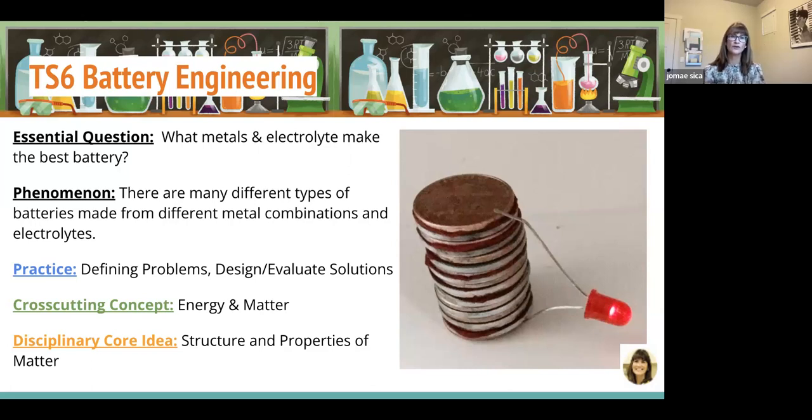So the practices that we're focusing on here will be defining problems and then making an actual design and evaluating the solution of their design. They are taking chemical energy and transforming it into electrical energy. So the cross-cutting concept is energy and matter. And we're still focused on that same disciplinary core idea that the structure of the atoms has to do with the properties of the matter, and so why certain metals might work in our battery paired together better than others might.